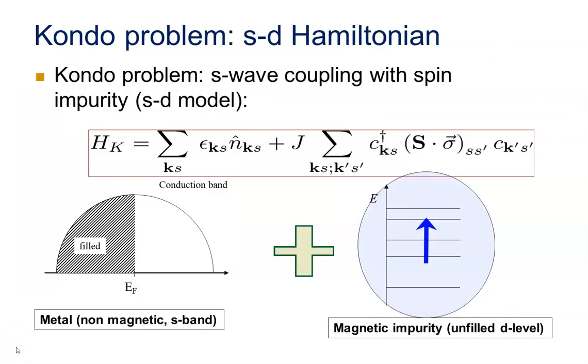So let's look at a model that captures this kind of scattering, or this formation of these magnetic moments, which is usually called the Kondo model or the sd Hamiltonian. sd coming from s-wave electrons in a metal with d orbitals in the impurity. This is sometimes also called the Kondo Hamiltonian, and we derived that from the Anderson model in the previous class. I'll try to remember to put a link here, where we have a conduction band of free electrons, right?